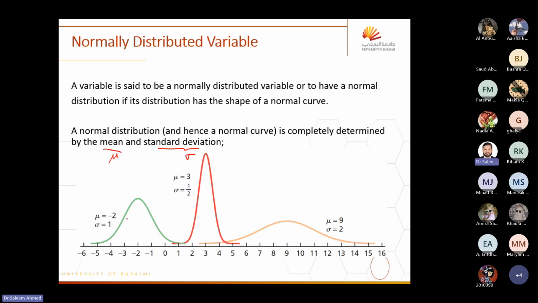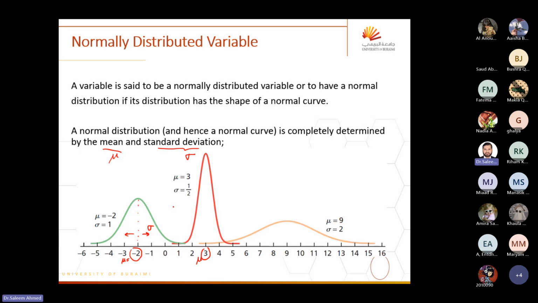See here, this green curve has mu equal to minus 2. Mu is the middle point, because it's a symmetrical distribution, so the mean has to be in the middle. Mean and median are equal when it is symmetrical. If sigma is 1, you have a nice spread. Sigma gives you the spread of the distribution. Here mu is 3, and now sigma is a little smaller.